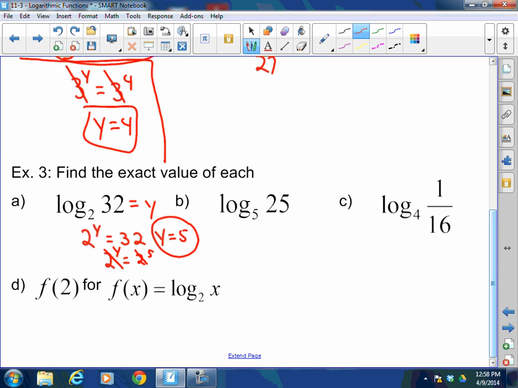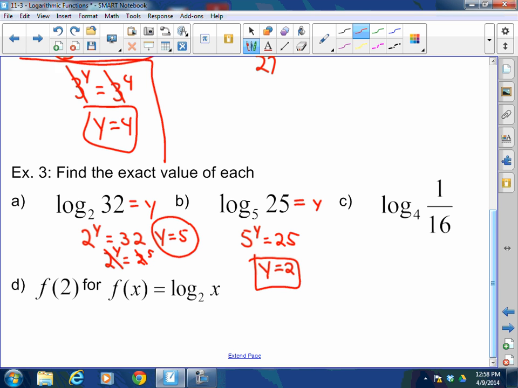How about this one? Go ahead and set it equal to y. This is going to be 5 to the y power equals 25. In this case, you should know already y is going to be 2. That's the answer.